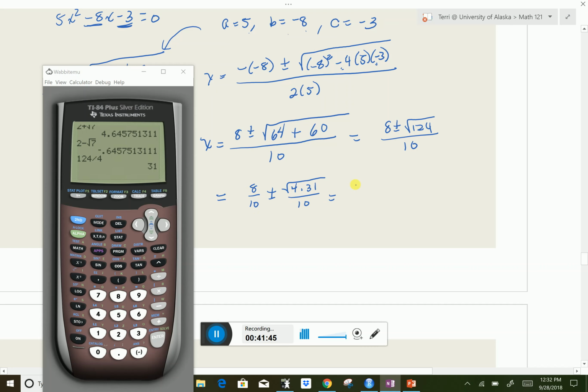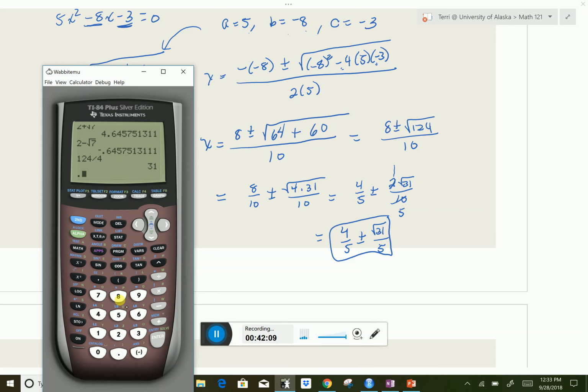So 8 over 10 can be 4/5. Plus or minus 2 times the square root of 31 over 10, which this becomes 1/5. So I have 4/5 plus or minus the square root of 31 over 5. And that is the most simplistic way that I can actually do that one.